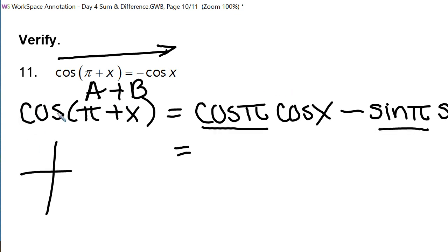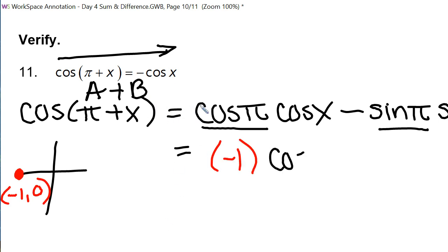So thinking about our unit circle, where is pi? Left side, over here on the left side. And what is that ordered pair? Negative 1, 0. So what is the cosine of pi? Negative 1.